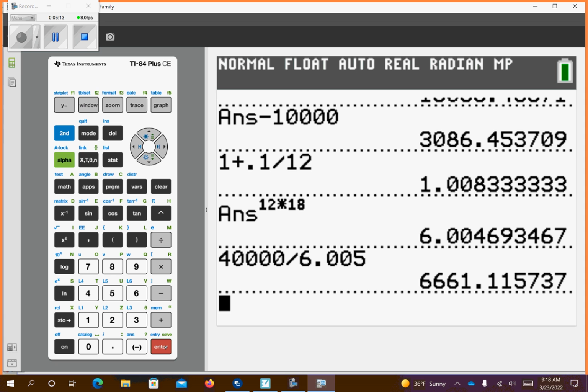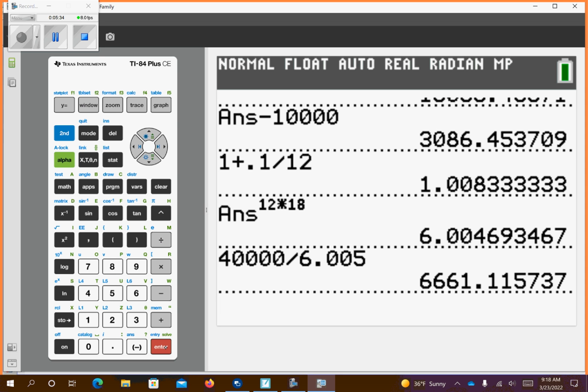Yeah. Where did the 10,000 come from? Oh, that was a different problem. That was from the problem above. I just didn't clear it. So basically I went from here down. This was number 5. That was the interest earned on number 5.